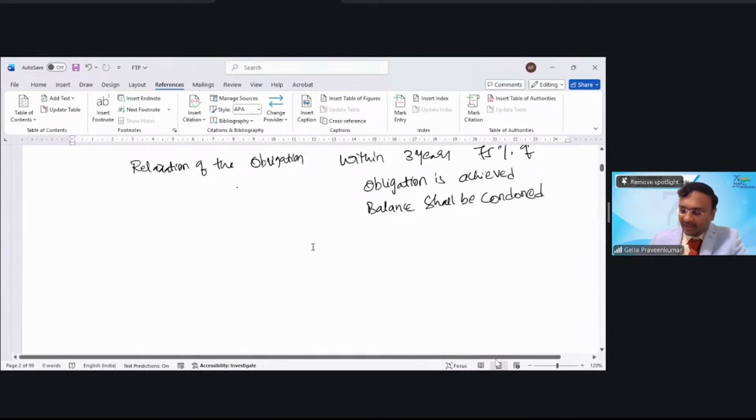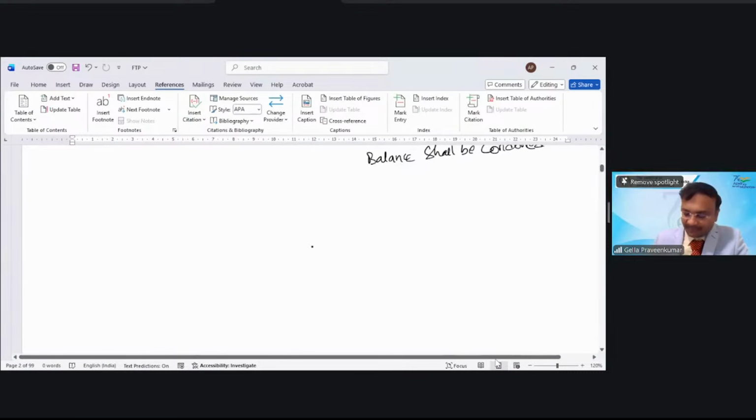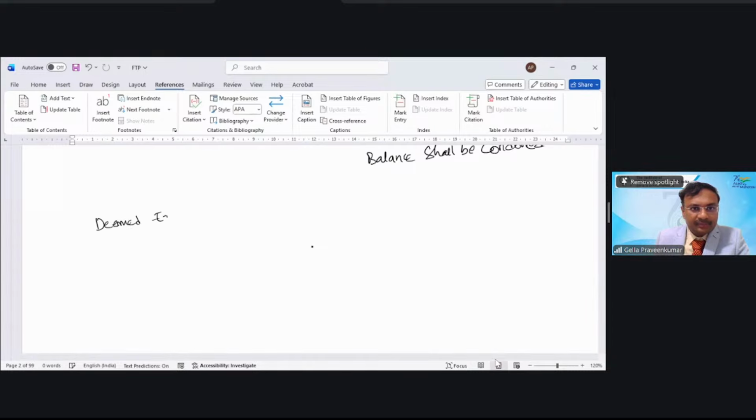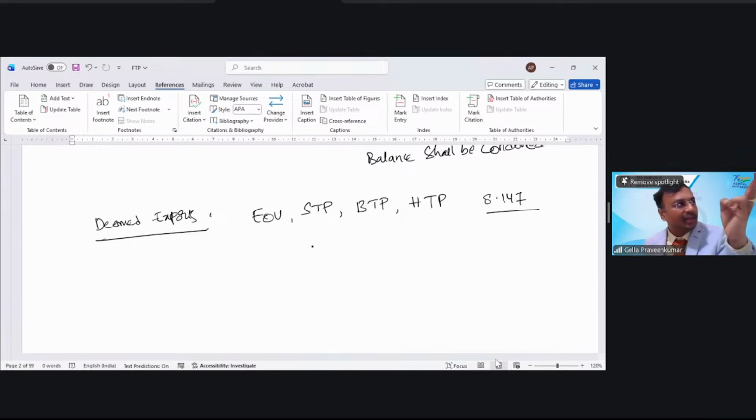Ma? There's a small topic called deemed exports, the next topic. I have EOU, software technology park, biotechnology park, hardware technology park. Now, if you recollect your GST law, section 147 of GST law, we call any goods supplied to a person holding advance authorization, any goods supplied under an EPCG license, any goods supplied to a person operating as an EOU, as a deemed export.